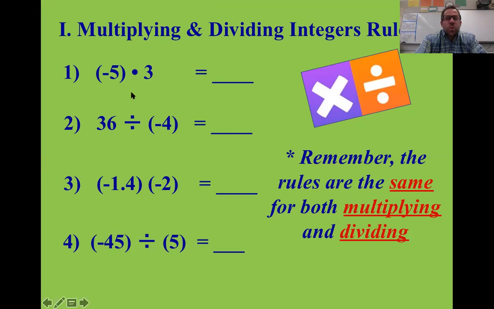So let's take a look at number 1. We've got a negative times a positive. You can either think about your tic-tac-toe, or if you have it memorized, a negative times a positive is going to be a negative answer, and that would be negative 15.